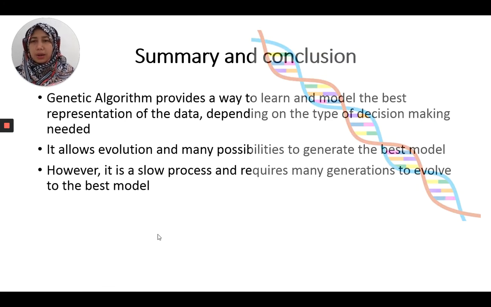Well, to summarize and conclude, genetic algorithm provides a way to learn and model the best representation of the data by evolution, and the randomness and the possibilities can also be evolved. However, this is a slow process, although it has a good advantage of being able to identify and tune the best output. With that, I thank you.